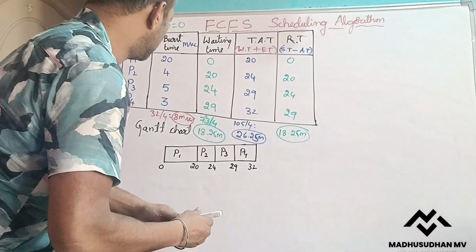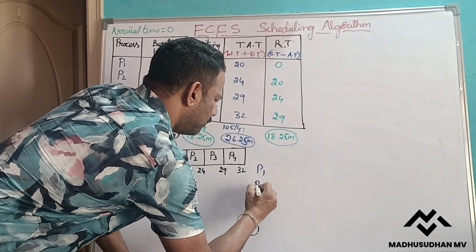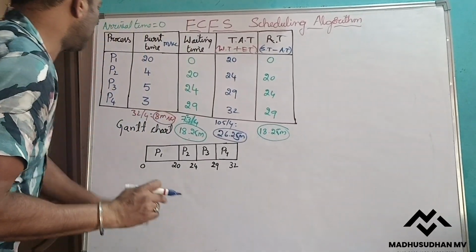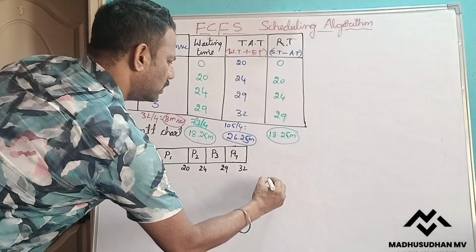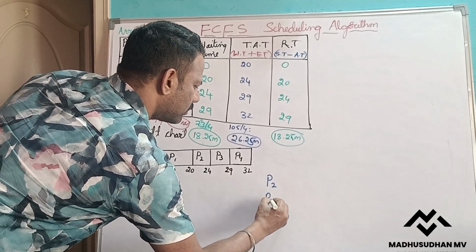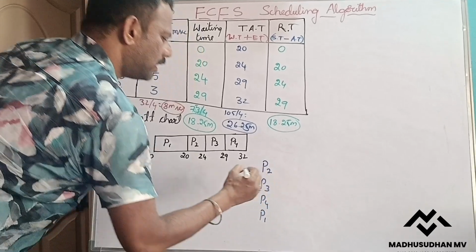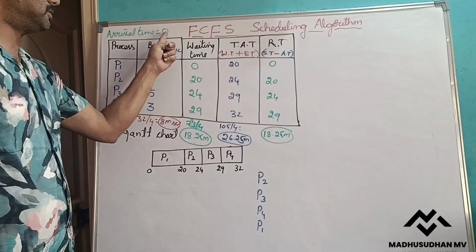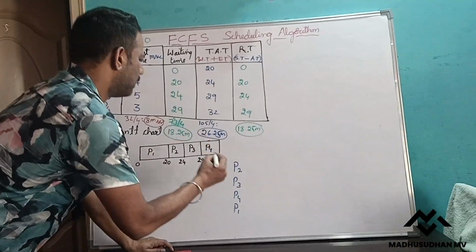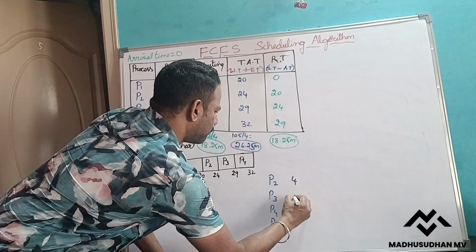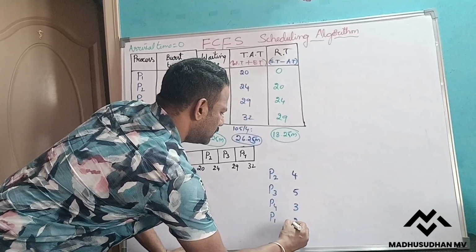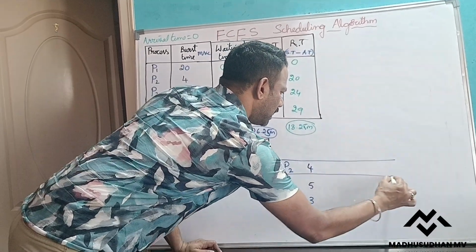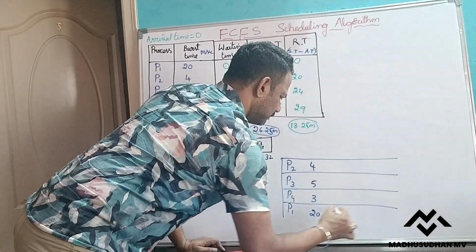Suppose I execute in this order, P1, P2, P3, not in that. Here, instead of that, I will push. Suppose I got the processes in this order at the same time, arrival time still 0. P2 requires 4 milliseconds, P3 requires 5 milliseconds, P4 requires 3 milliseconds, and P1 requires 20 milliseconds. Now let us see what the average waiting time and all those things are.